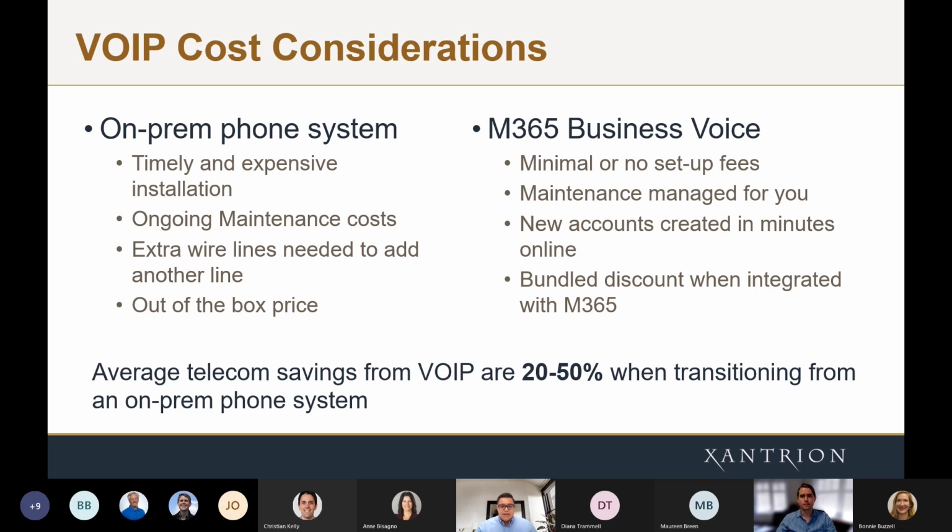Whereas when we're talking about a voice over IP solution in Microsoft Teams, there are minimal or even no setup fees. If you have your numbers ready to go, you just need to port them over and you basically get started. Ongoing maintenance costs, right? This is one of the biggest complaints a lot of organizations have with their on-prem phone system. They need to invest resources and time. Okay, that's something that we don't always think about.